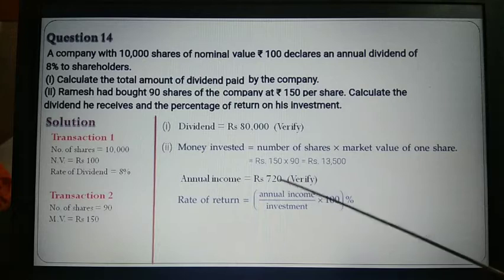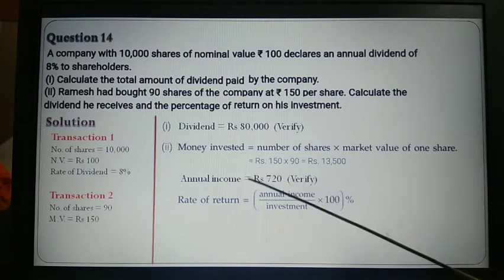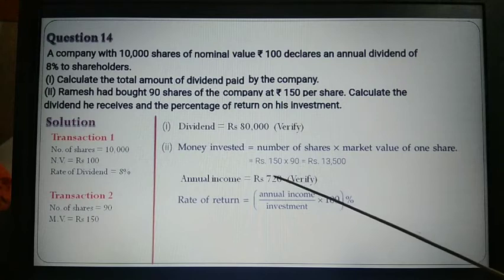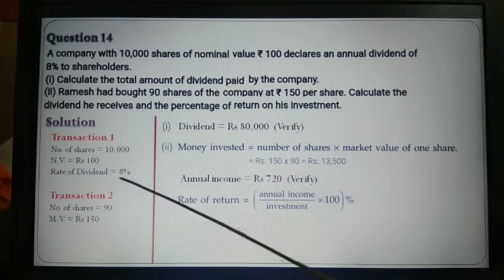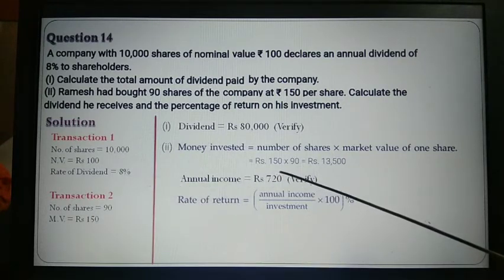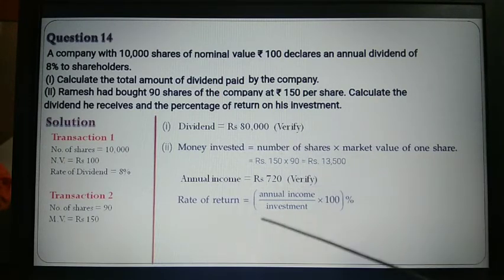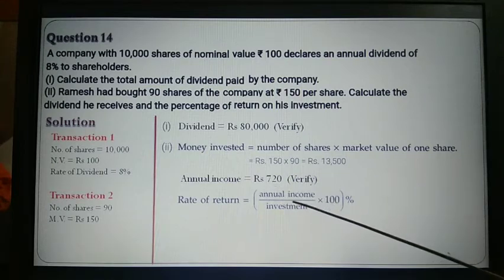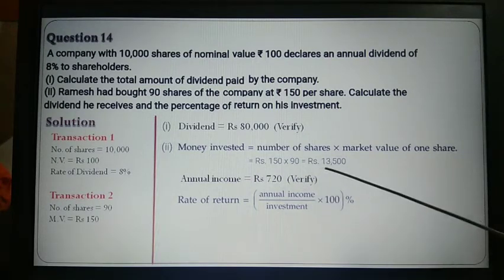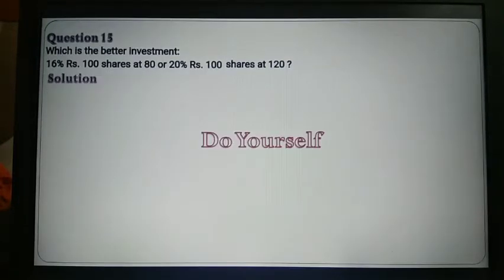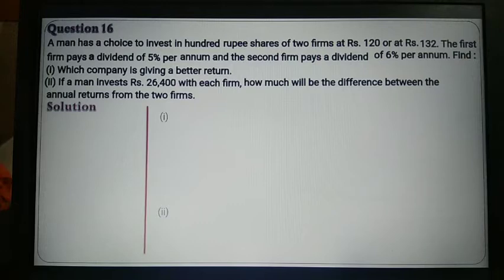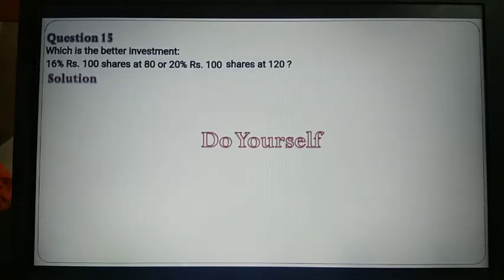So my annual income is rupees 720. You will write how you got 720: it will be 90 into 8% into 100, which is 720. Similarly, you will also find the same way here. Now rate of return: if you put the annual income and investment as 13,500, then your answer will be 5.33%. Pause the video to note down. Now the next sum, question 15, you will try by yourself.